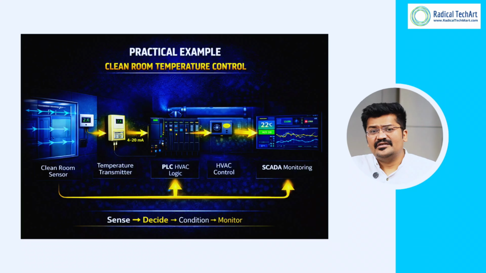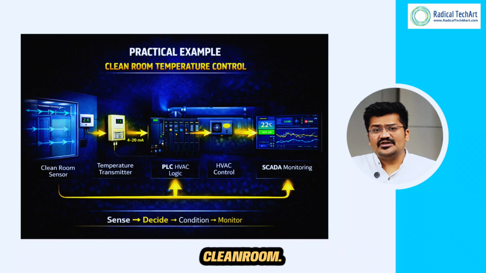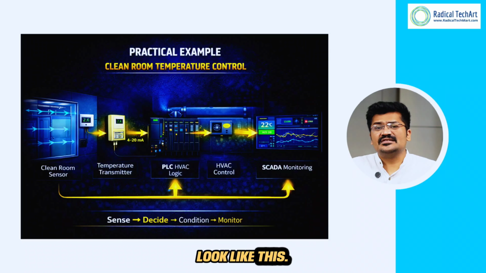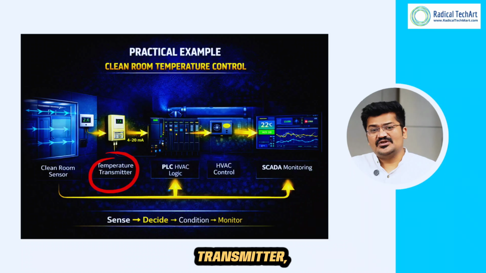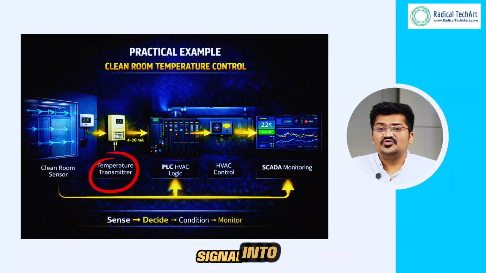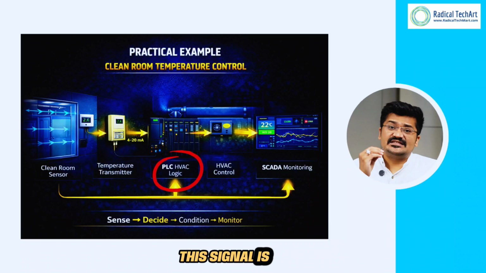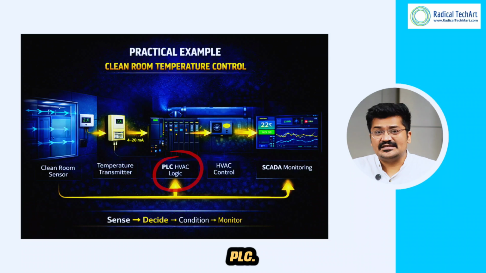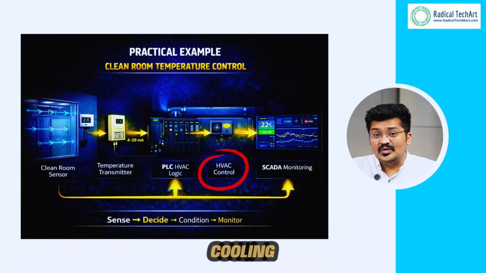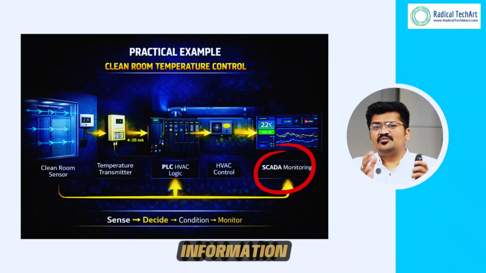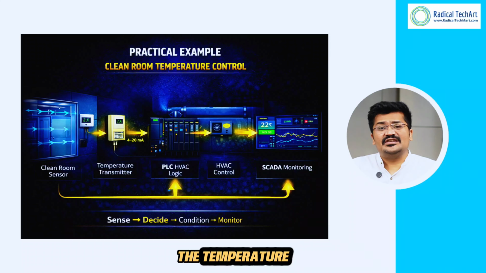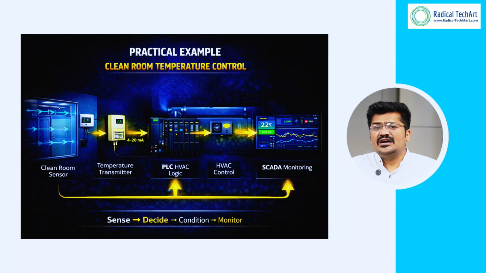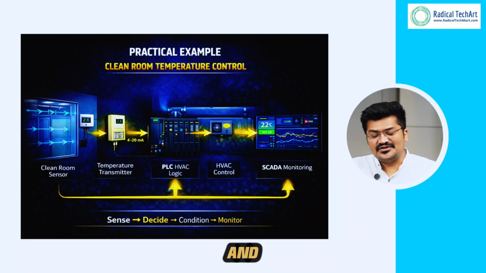Let us consider a practical example. A pharma company needs to control the temperature inside a clean room. The system may look like this. A temperature sensor measures the room temperature. The signal is sent to the temperature transmitter, and the transmitter converts the signal into a 4 to 20 milliampere output. This signal is sent to a controller or PLC. The PLC decides whether to activate cooling or heating equipment. All the information is displayed on the SCADA system. Operators can see the temperature in real time and monitor system performance. This is typical industrial monitoring and control architecture.